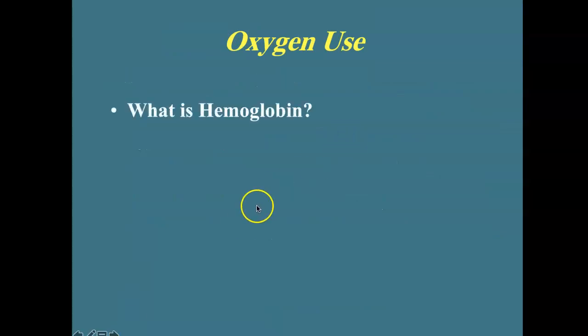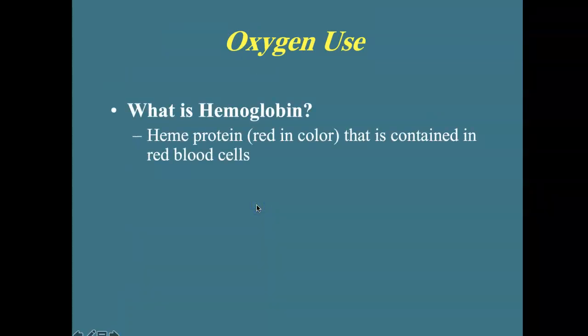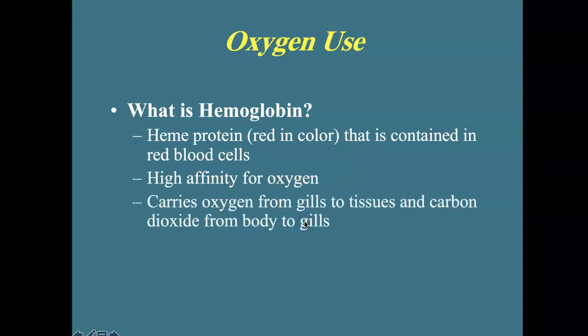Okay. So what is hemoglobin? Hemoglobin, again, is a protein that we have, and the heme within the hemoglobin protein is red in color, and it's, again, contained within red blood cells. So hemoglobin is within our blood cells, it's within the blood cells of fish, and it's what's going to attract oxygen. It's what's going to carry our oxygen within our blood. So it has a really high affinity, a really high love of oxygen.